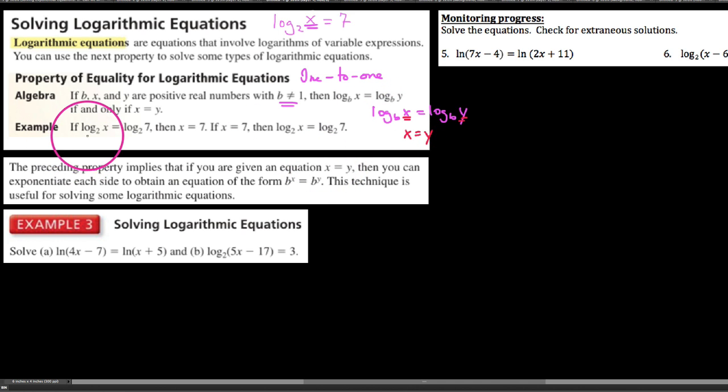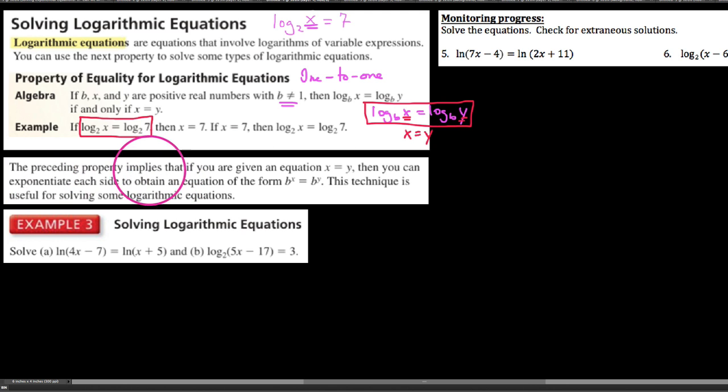Just to reiterate, let's say we had the equation log base 2 of x is equal to log base 2 of 7. The one-to-one property of equality says that because the left side is identical to the right in pretty much every way, then x and 7 would have to be the same thing. So we'll use this one-to-one property if we can set both sides equal to one another and they're both logs with base b. Otherwise, we're going to use a technique called exponentiation.